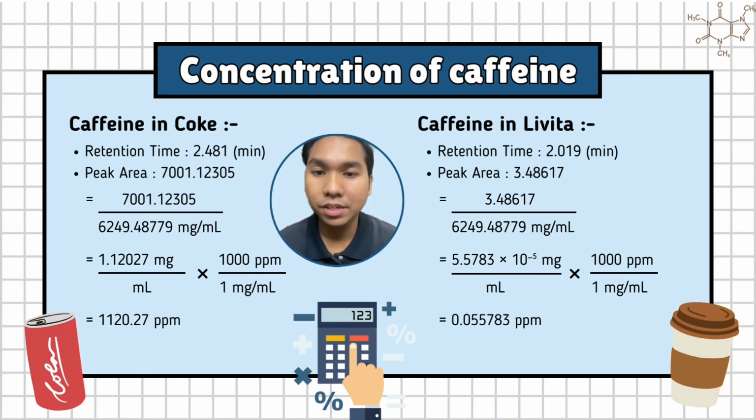Next, we apply the same process for the Levita sample. Using the formula, we take the peak area of caffeine in the Levita sample and divide it by the RF value. After performing the calculation and converting the result to ppm, we find the caffeine concentration in Levita to be 0.055783 ppm. This process shows how we systematically calculate caffeine concentration in different samples using the HPLC data.